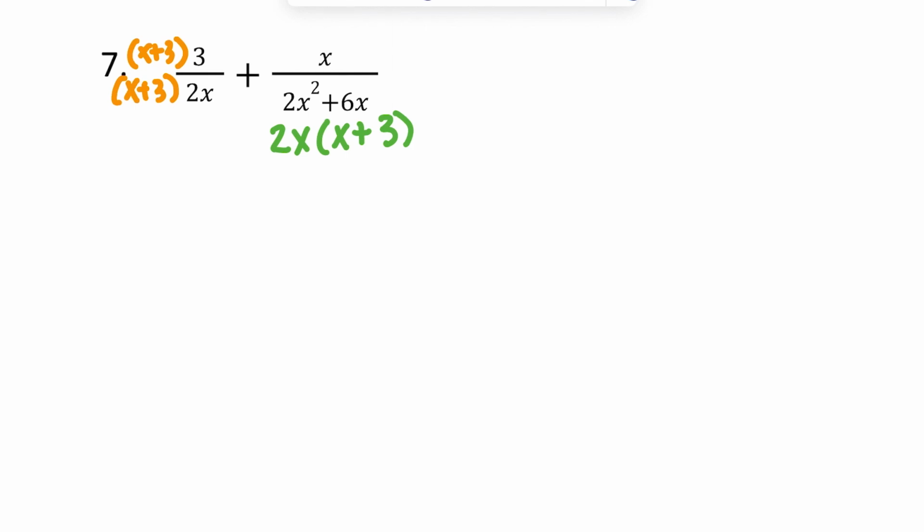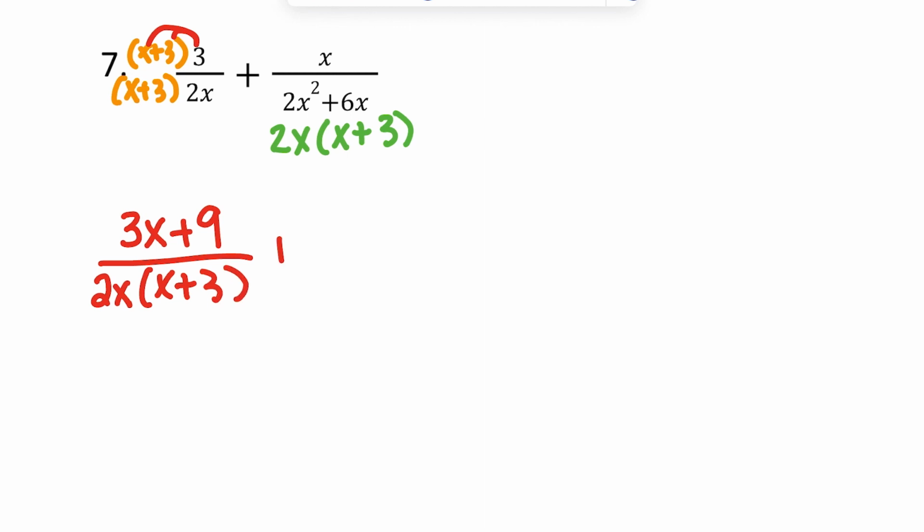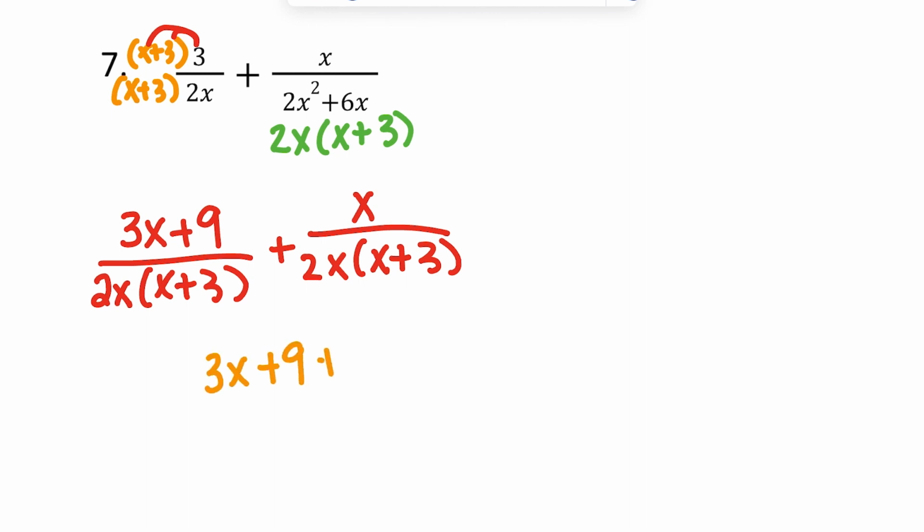I'm going to actually distribute up top. 3 times x is 3x, plus 3 times 3 is 9. But the denominators we are going to leave in factored form. Now that we have common denominators, we're going to add the numerators. So we get 3x plus 9 plus x over 2x times x plus 3.